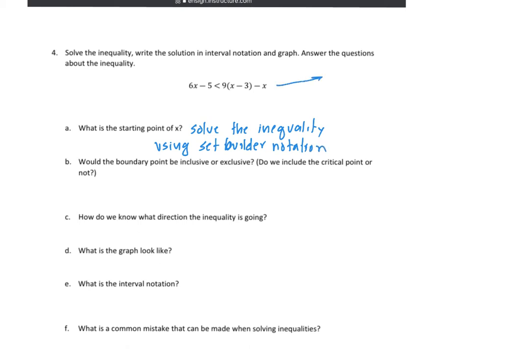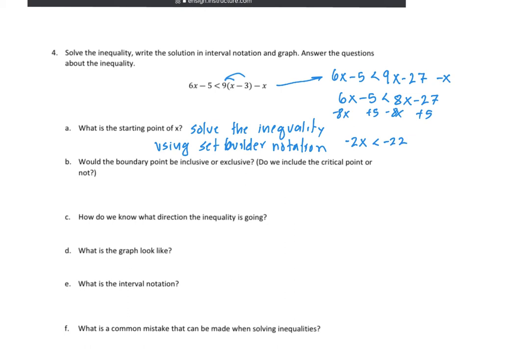So we have here 6x minus 5. I'm going to distribute this 9 through. 9x minus 27 minus x. So that gives us 6x minus 5 is less than 8x minus 27. I'm going to subtract the 8x over. So that gives us negative 2x. Let's add that 5 over as well. So we're going to add that 5. Negative 2x is less than negative 22.